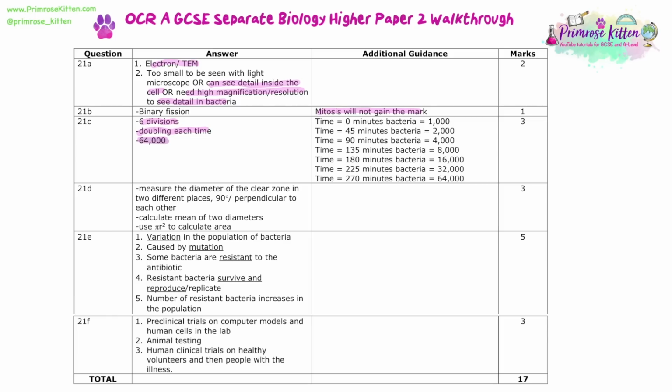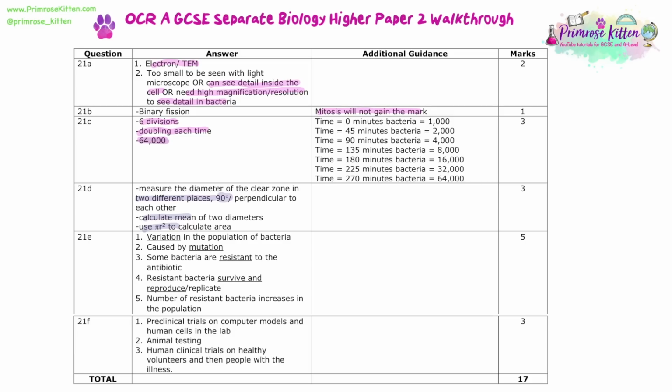So measuring the diameter of the clear zone in 2 different places, 90 degrees to each other. So that's all 1 mark. So this idea that you've got 2 different places and that they should be 90 degrees to each other, measure that. Calculating the mean, and then using pi r squared to calculate the area. That's your 3 points there for 3 marks.